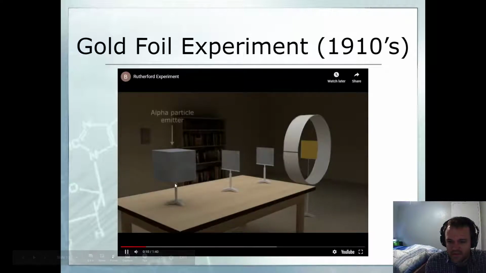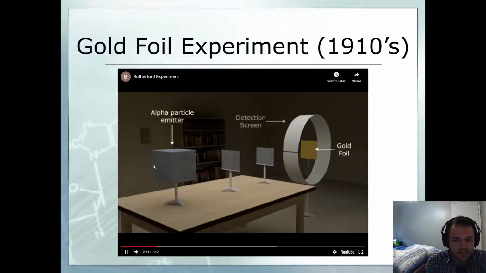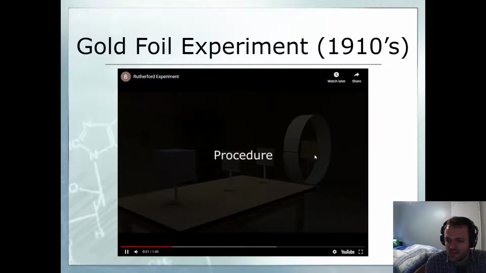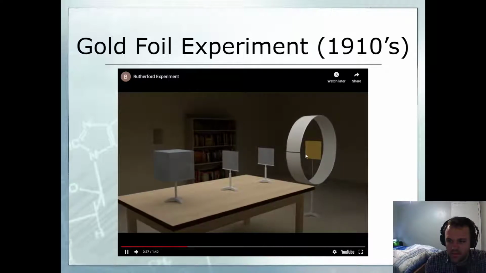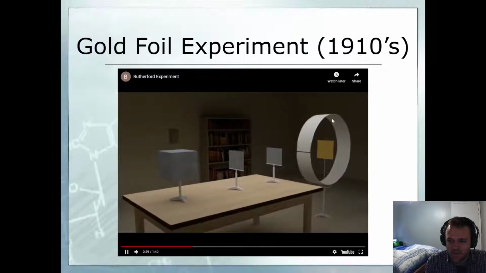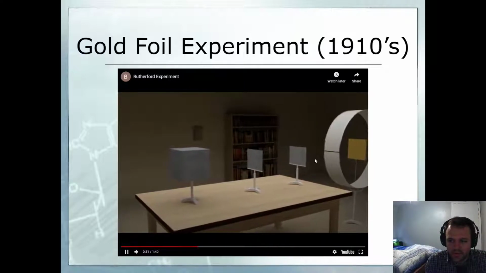So here he's got the alpha particle. This is what's creating the protons that are shooting out. And then here on the far end is the gold foil that he's shooting them through. So they go through this little slit here. This is called the deflection screen. It's what's going to record where the particles land.